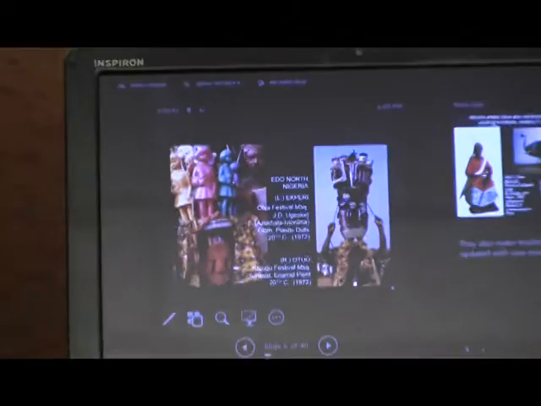And the top figure here, of course, is an airplane. So it's new motifs reflecting changing lifestyles and changing life situations.